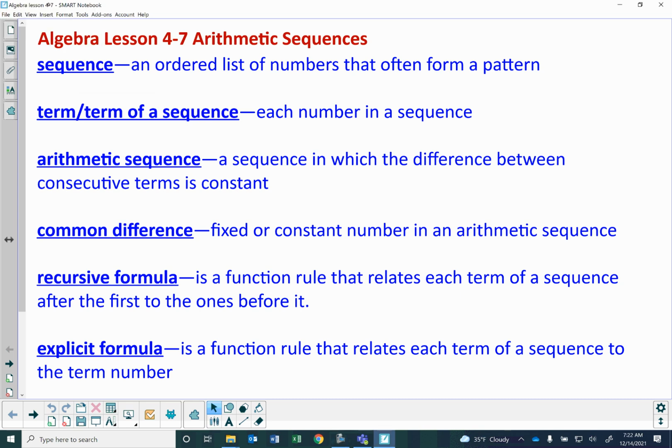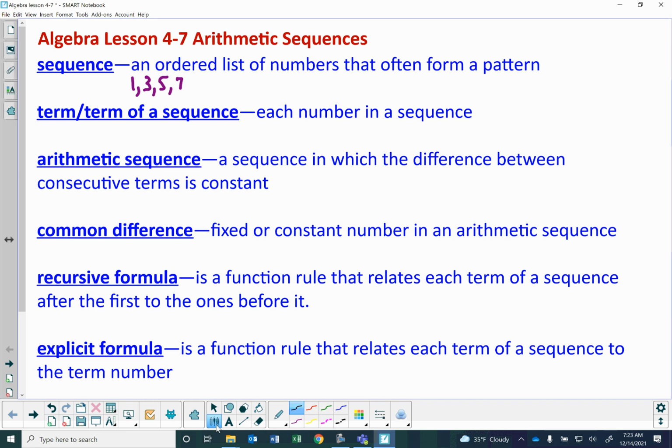This is Algebra Lesson 4-7, Arithmetic Sequences. A sequence is an ordered list of numbers that often form a pattern. For example, you can have a sequence like 1, 3, 5, 7, in which there's 2 between each number, so you add 2 each time. Or there are other patterns that you can have as well.